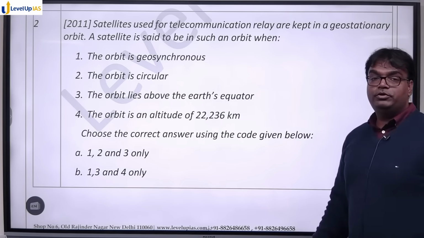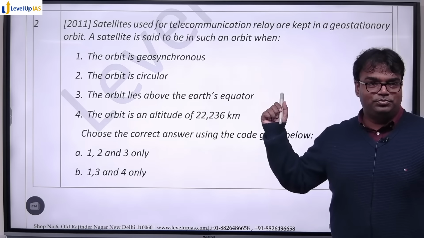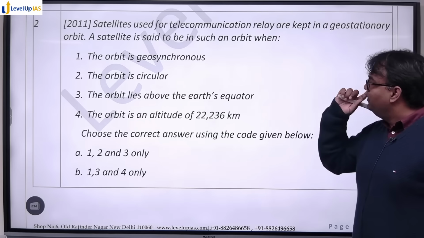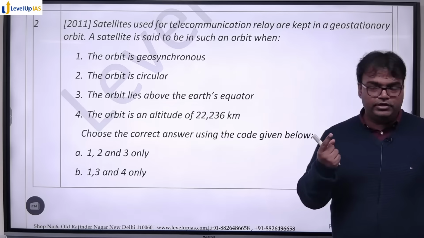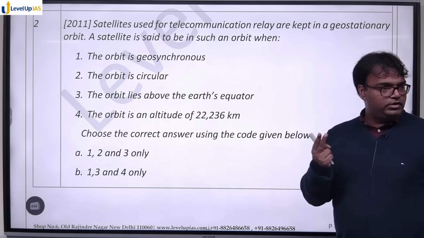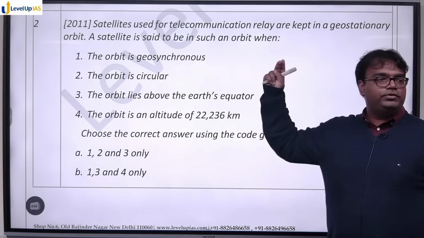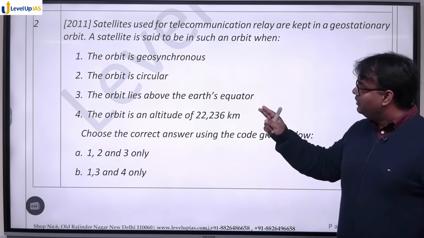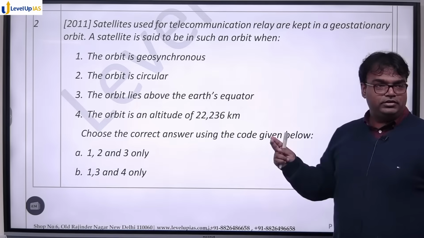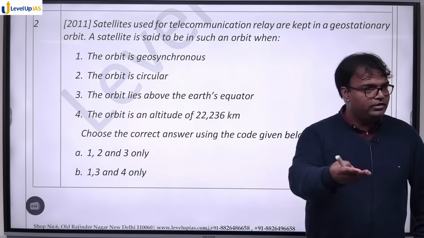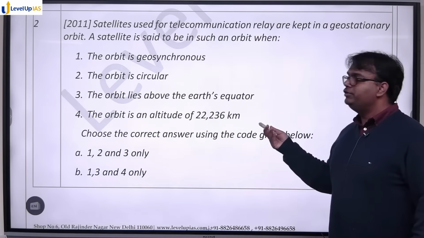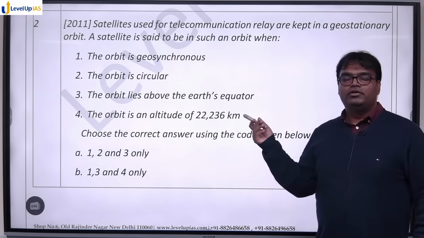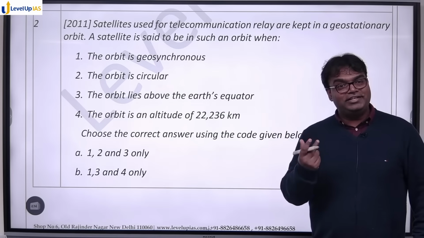See, in 2011 the question came: when is the satellite said to be in geostationary orbit? 1, the orbit is geosynchronous, correct. Geostationary is of course geosynchronous. 2, the orbit is circular, this is also correct, since geosynchronous was already said. 3, the orbit lies above the earth's equator. For geostationary it has to lie in the equatorial plane above the earth's equator. 4, the orbit is at an altitude of 22,236 kilometers. No, it is 35,786. See, two questions related to height have come.